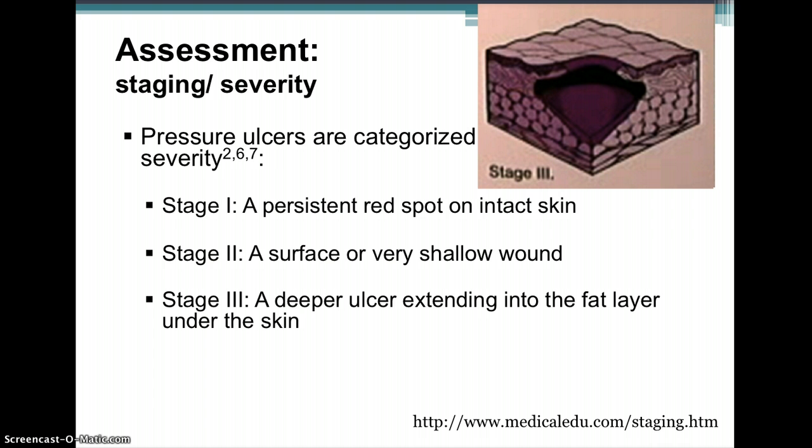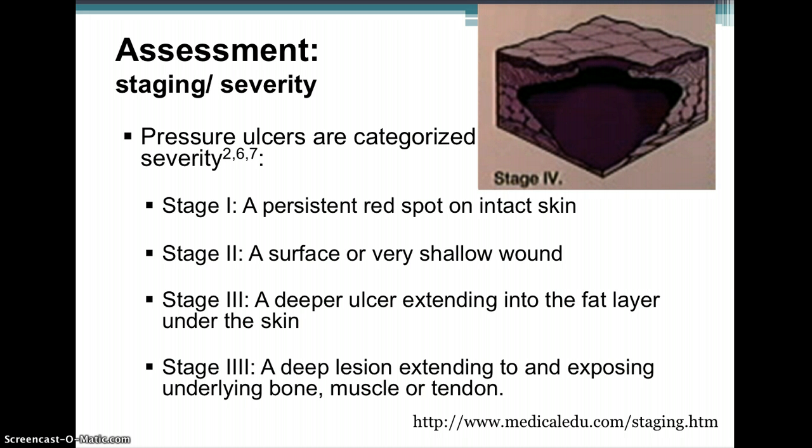And stage 3 ulcers are deeper, and the fat layer, which is the layer with the circles in the diagram, under the skin may be visible. And the progression of this ulcer becomes a stage 4 ulcer, whereby the bone, tendon, or muscle underneath can be seen through the much deeper lesion.